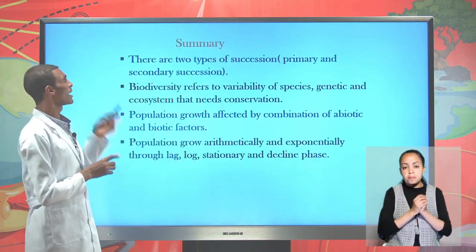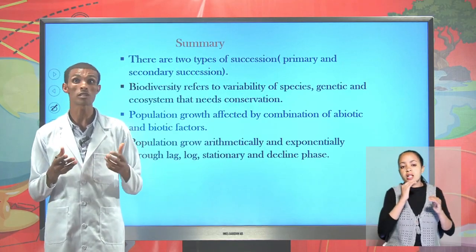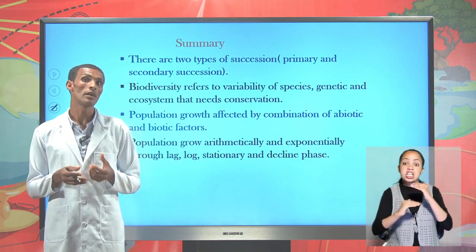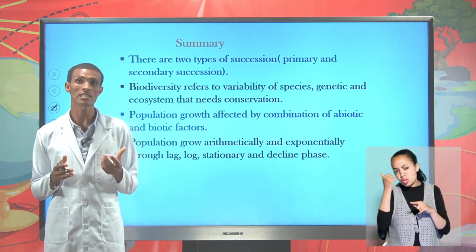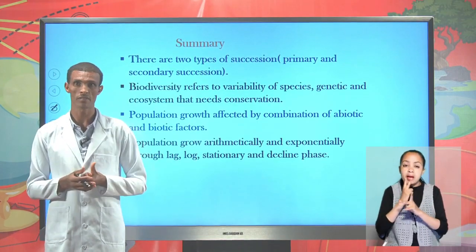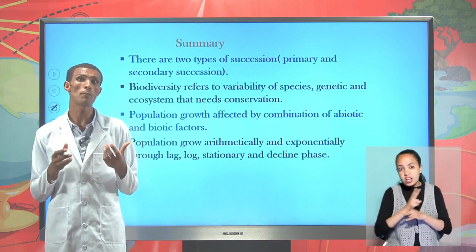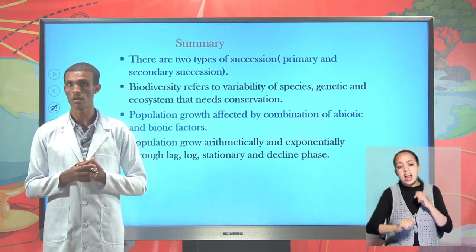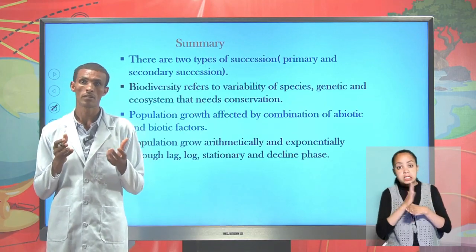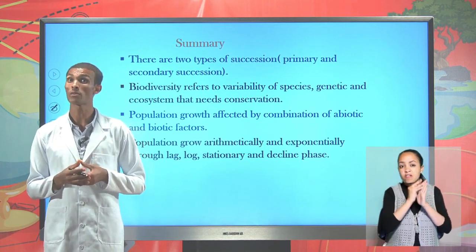Students, in today's lesson, we have seen what ecological succession means, the essence of all succession, and the difference between primary and secondary succession. And we have seen Ethiopian biodiversity, why Ethiopia is considered a biodiversity-rich country, what is expected during biodiversity conservation, and the difference between in situ and ex situ conservation. As well, we have seen population and the factors that affect population growth, including biotic and abiotic factors. Finally, we have seen the difference between the lag phase, log phase, stationary phase, and decline phase of population growth. This is all about today's lesson.